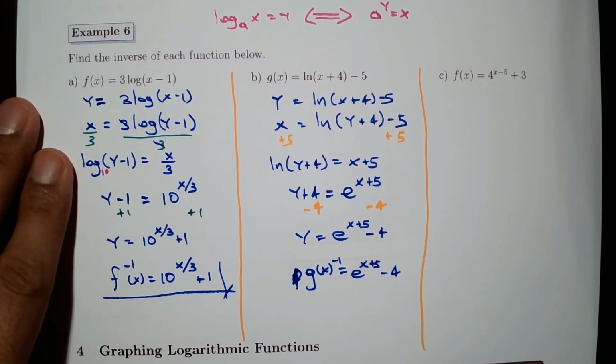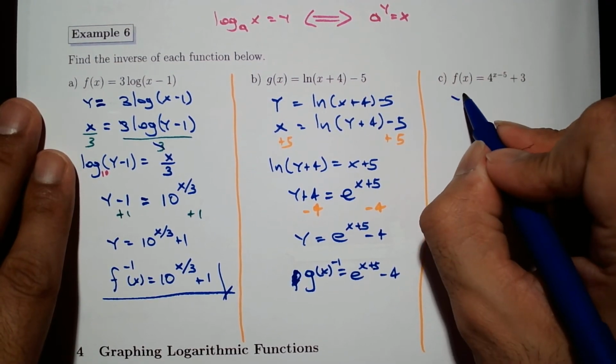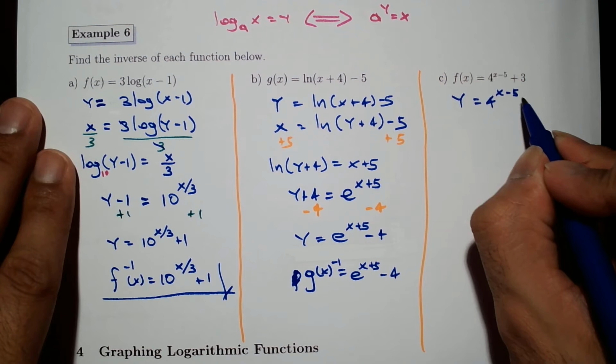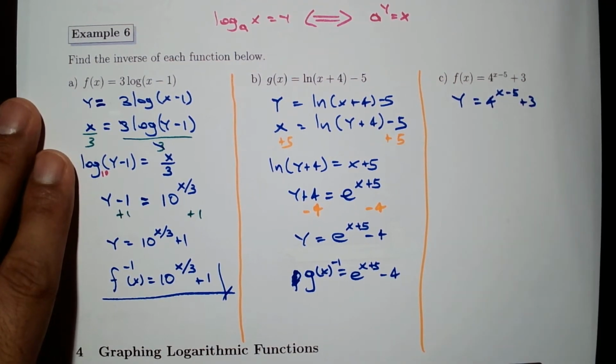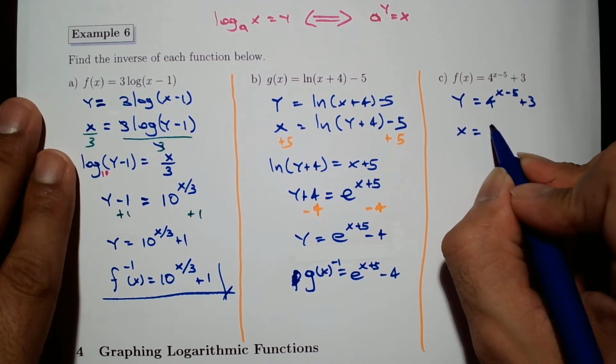Let's do our last example, in which first we change, y equals 4 to the x minus 5 plus 3. And then we interchange x's with y's.